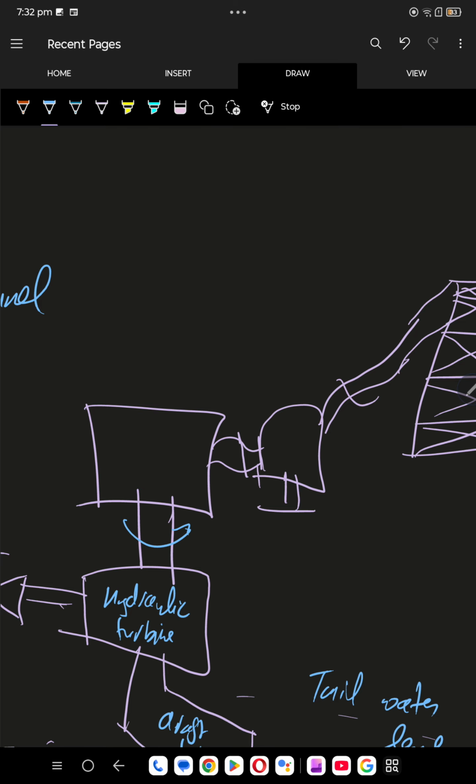And I'll explain why the arrow mark. Water flow protects the shaft, that's why. This is the generator.